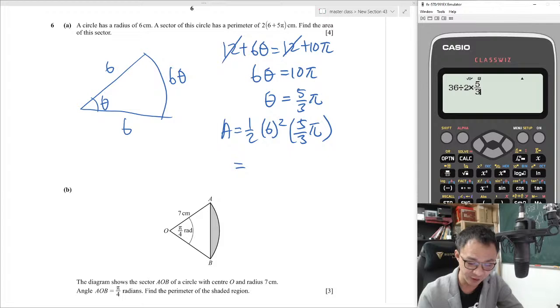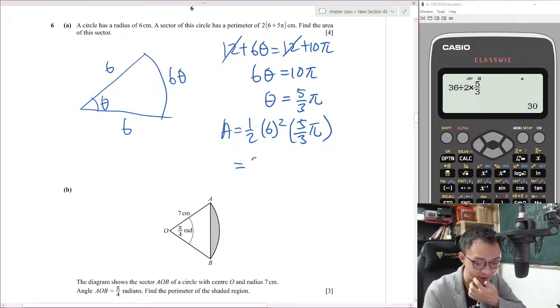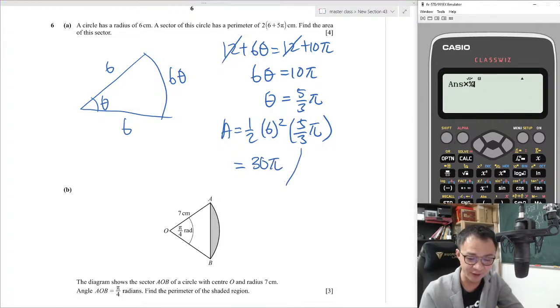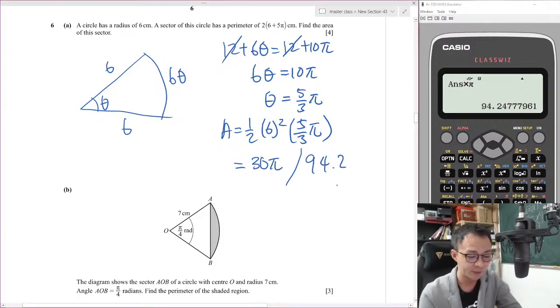5 over 3. Yeah, that just depends on whether you want to leave it in terms of pi or not. If you want to leave the pi, you just write 30 pi. Or else you multiply the pi and leave it as a decimal. So I multiply the pi, shift this button. So you will get the decimal 94.2. Yeah, if it's centimeters, just write centimeter square here.